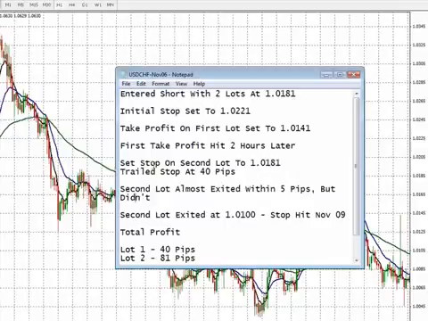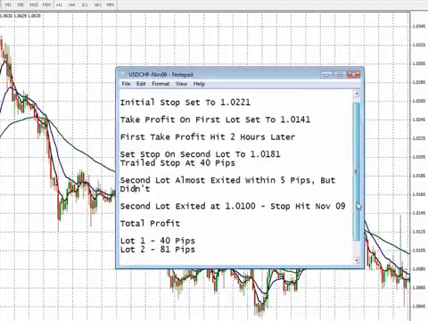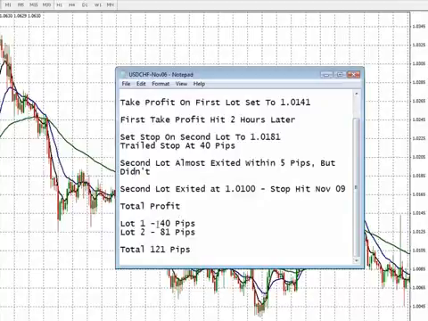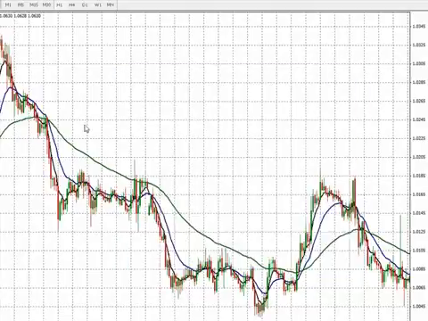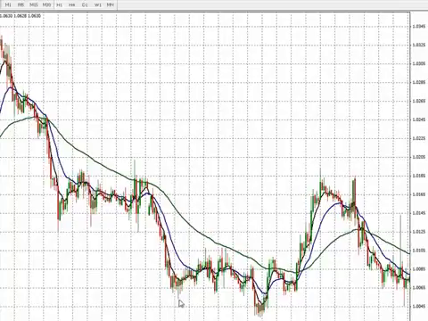At that point, we moved our stop on the second lot to 1.0181, and we trailed the stop at 40 pips. The second lot almost exited within 5 pips the same day, but it didn't. It ended up exiting at 1.0100 on November 9th. So total profit on this trade, we ended with 40 pips on lot 1, and we ended up with 81 pips on lot 2. So in total, we made 121 pips in a trade that lasted just over 3 days. So again, an excellent, profitable trade, and a good example of how to use this system for short trades.